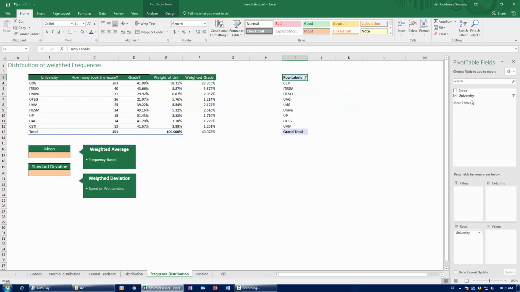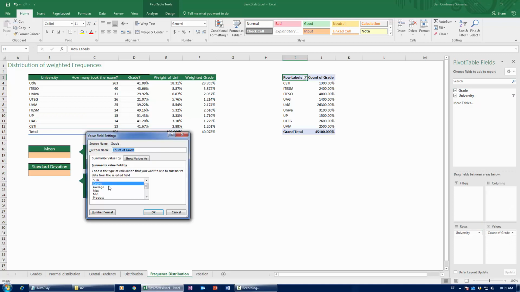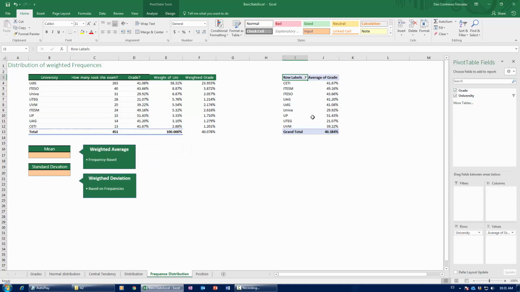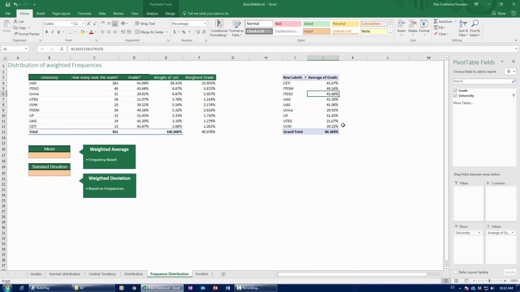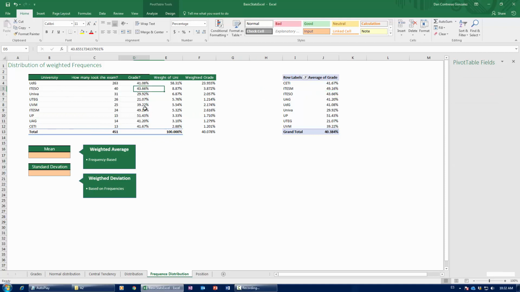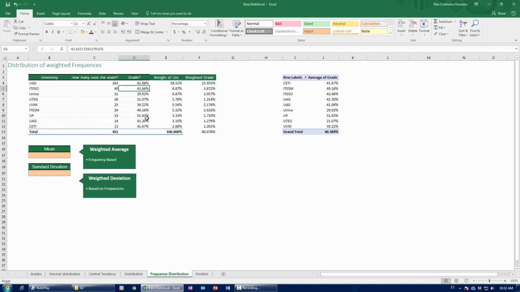I'm going to bring the grade down here to values. I'm going to click value field settings and change it into average. And notice how I get the exact same average grades right here. Say, for example, University of Guadalajara, 41.8%, 41.8%. ITESO, 43.63%, whereas 43.636%. So I have the exact same grades.